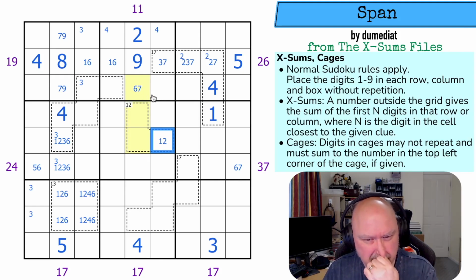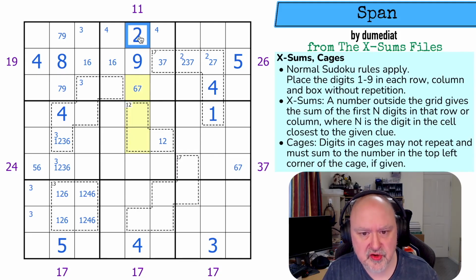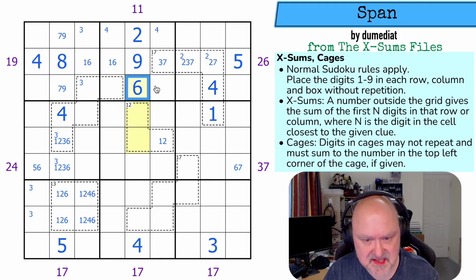Are the others restricted? If this is a 7, these sum to 10. I couldn't use 1, 9. I couldn't use 2, 8. I couldn't use 3, 7. I couldn't use 4, 6. This isn't a 7. This is a 6.